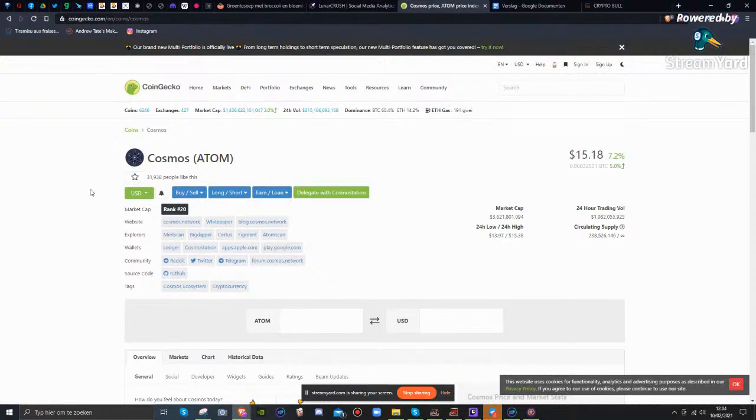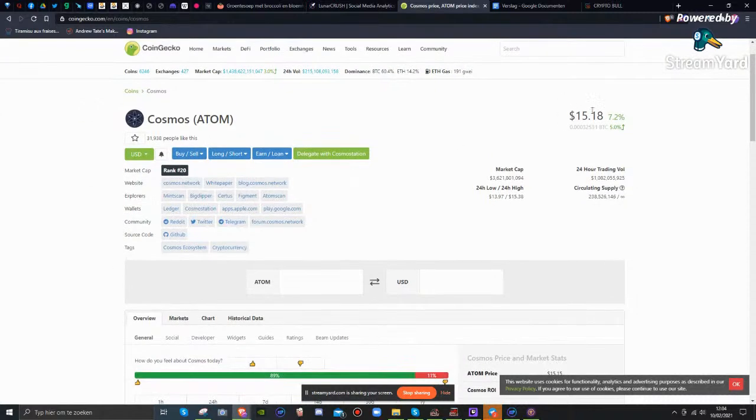Here we see, the coin is mentioned as Atom. Its real name is called Cosmos. What do I see immediately here? Well, it has its value in US dollars about $15.18. 7.2%, if I'm not mistaken, is over a 24-hour interval that it increased in value. What do I see more? Well, market cap, it's ranked number 20. Nice. Dedicated websites. It has a dedicated website of the Cosmos.network. It has a separate website for its white paper, very important, and also a dedicated blog page.